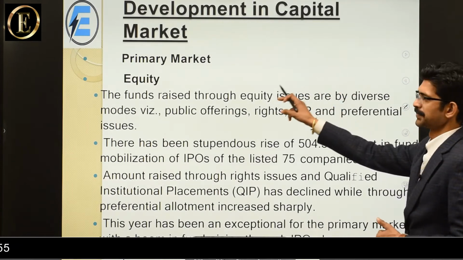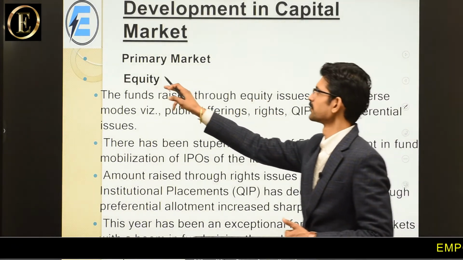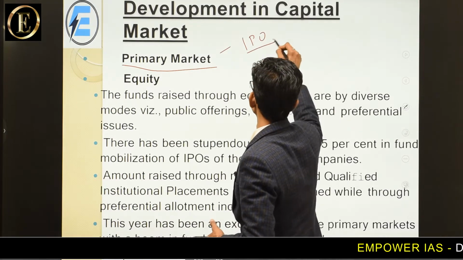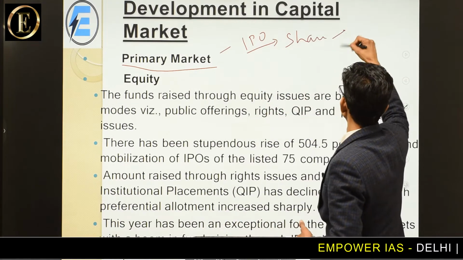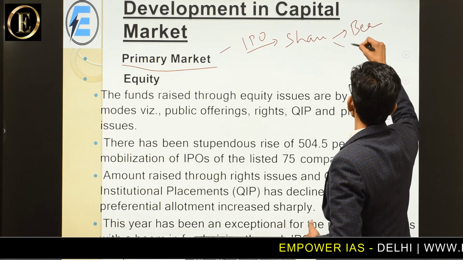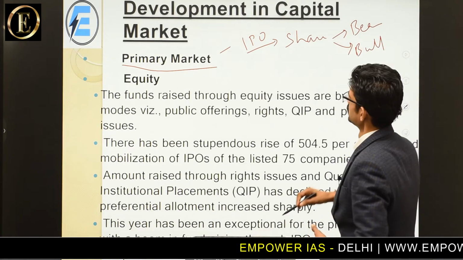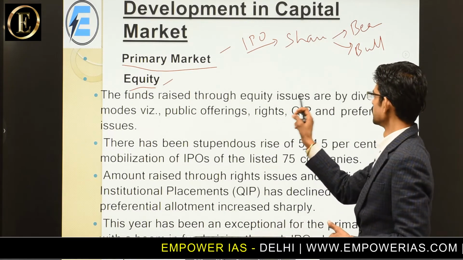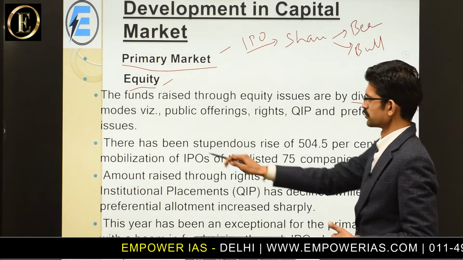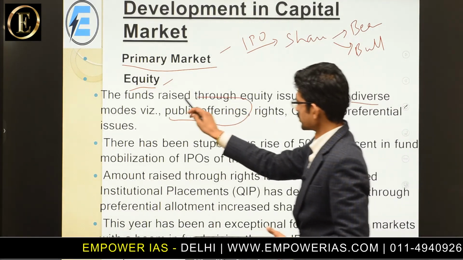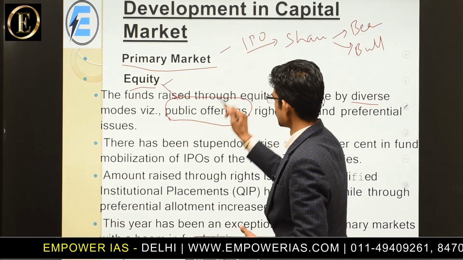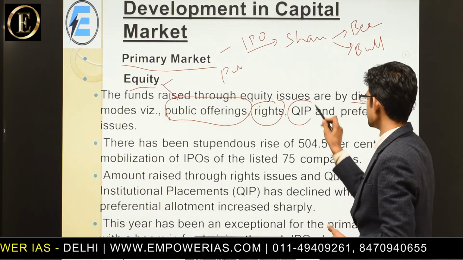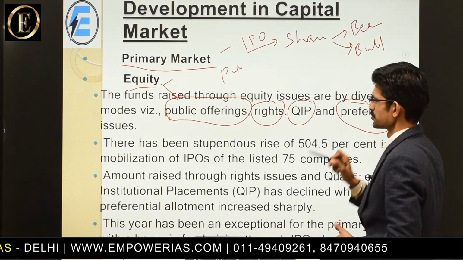Now, development of the capital market. Capital market in terms of the primary market, where an IPO is launched in order to purchase a share, bear and bull situations arise. So how does equity flow? Equity fund raised through equity issued by diverse modes such as public offerings. So equity कैसे कैसे बढ़ाई जा रही है friends? By public offerings, then rights, then QIP and preferential issues.